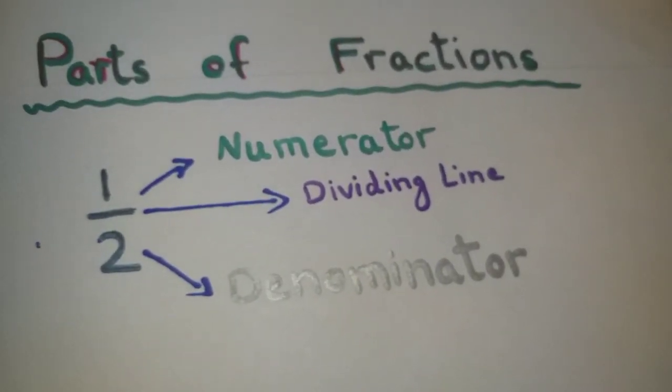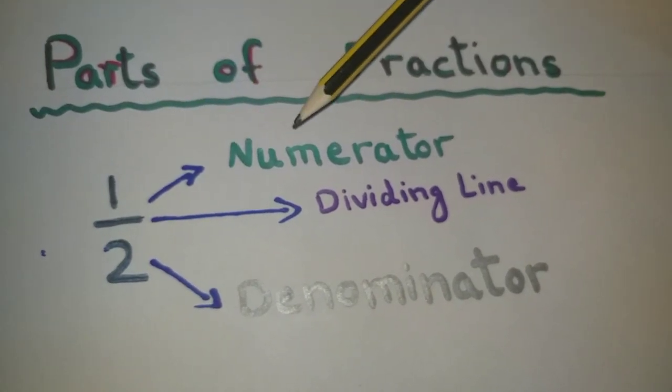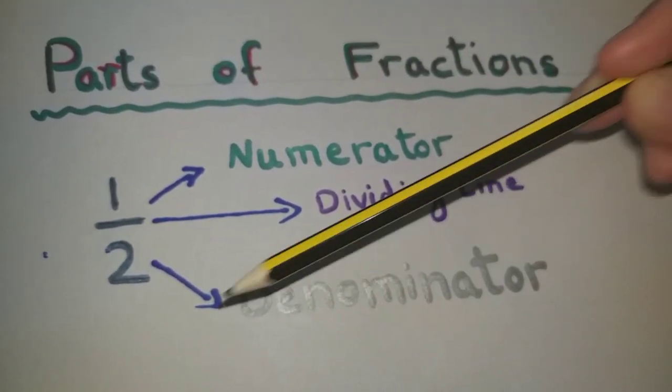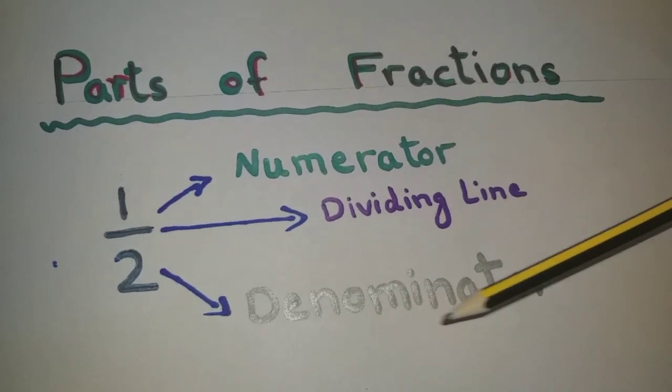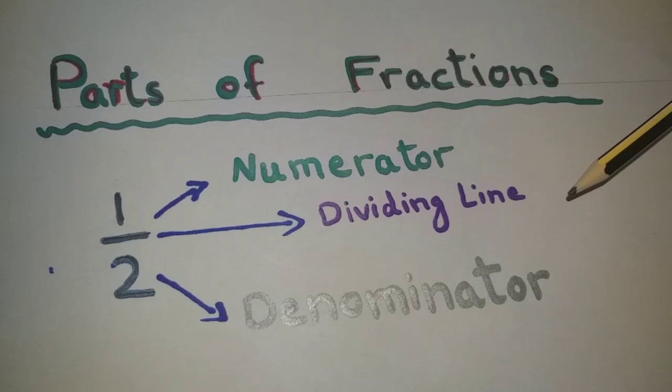In a fraction, we know there are three parts. The top one is called numerator, the bottom one is called denominator, and this line is called dividing line.